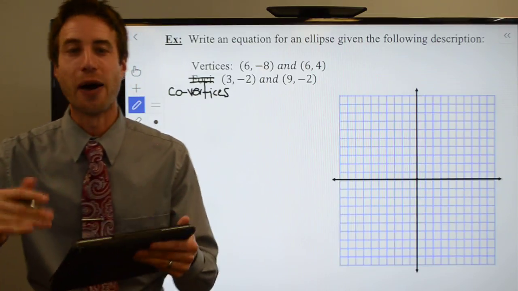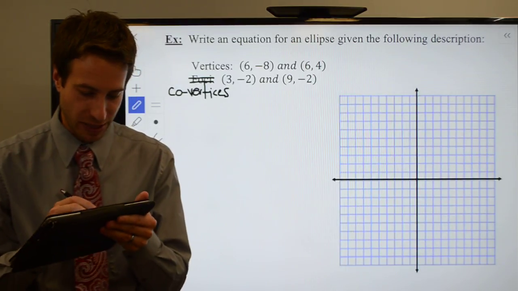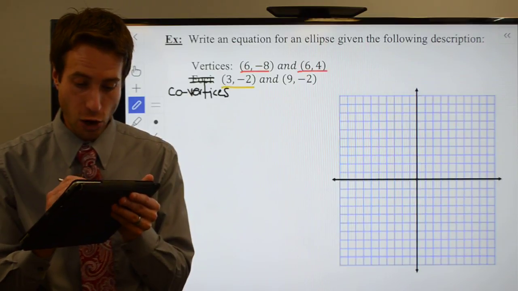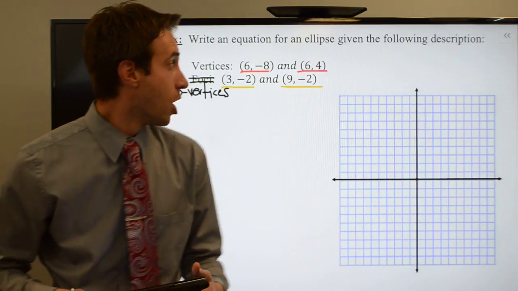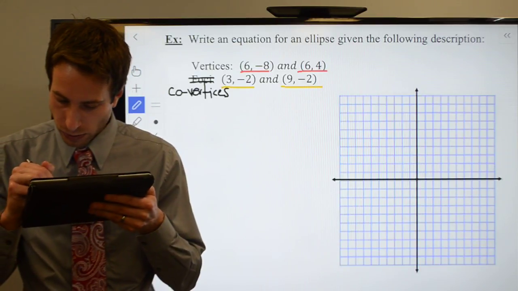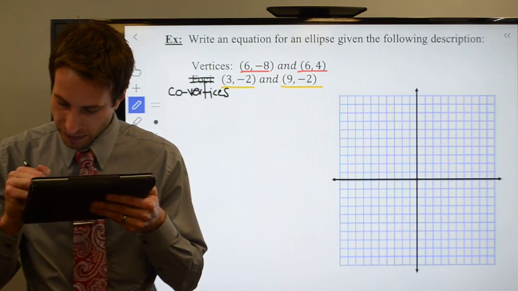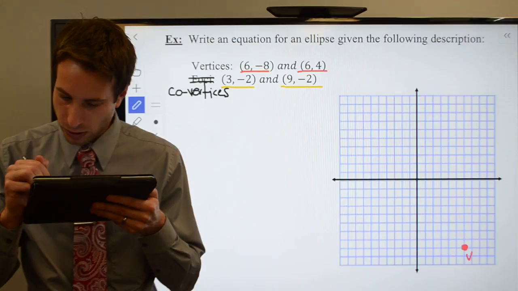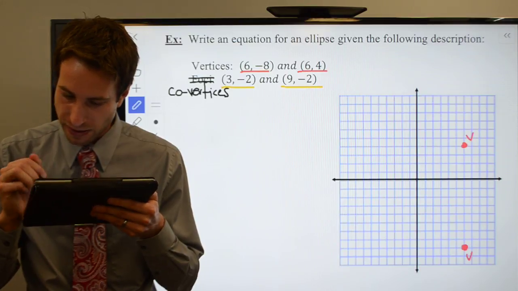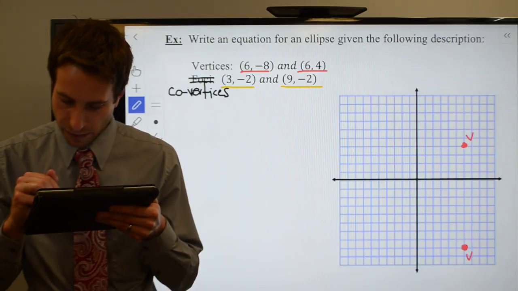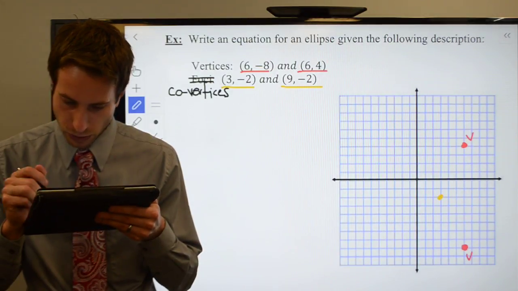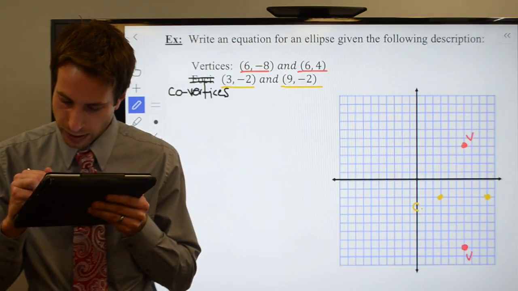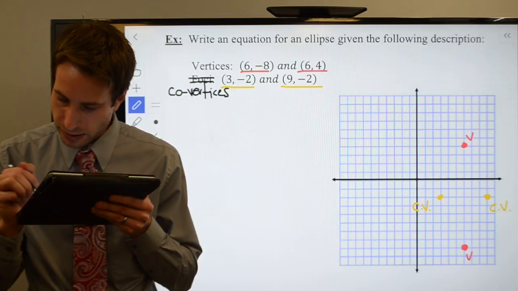So, co-vertices. Alright, now if you want to pause the video and work ahead, come back and check with me later, please feel free to do so. But anyway, let's plot my vertices and my co-vertices. Let's see what happens here. Alright, 6, negative 8. 2, 3, 4, 5, 6. Negative 8 puts me at a vertex right there. And then 6, 4, 6, 1, 2, 3, 4 puts me with a vertex right there. Then the co-vertices, 3, negative 2, and 9, negative 2 puts me with co-vertices there and there.